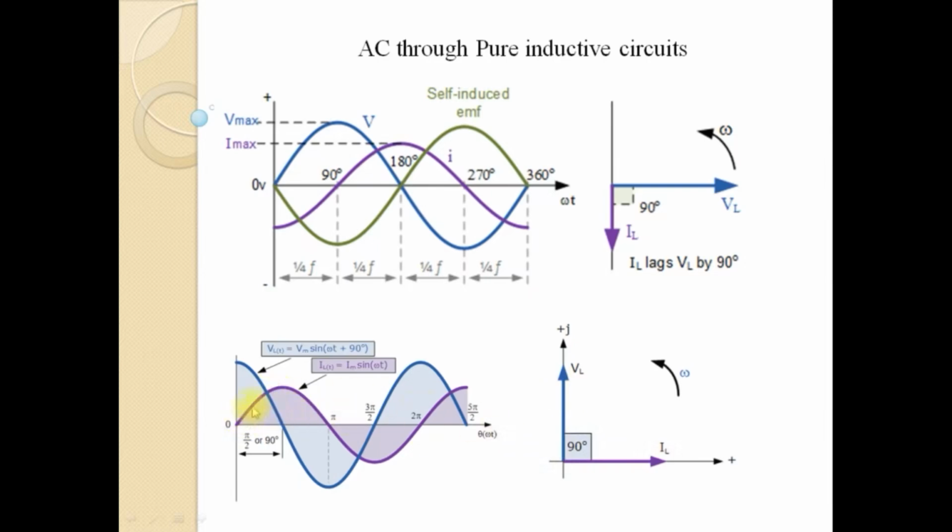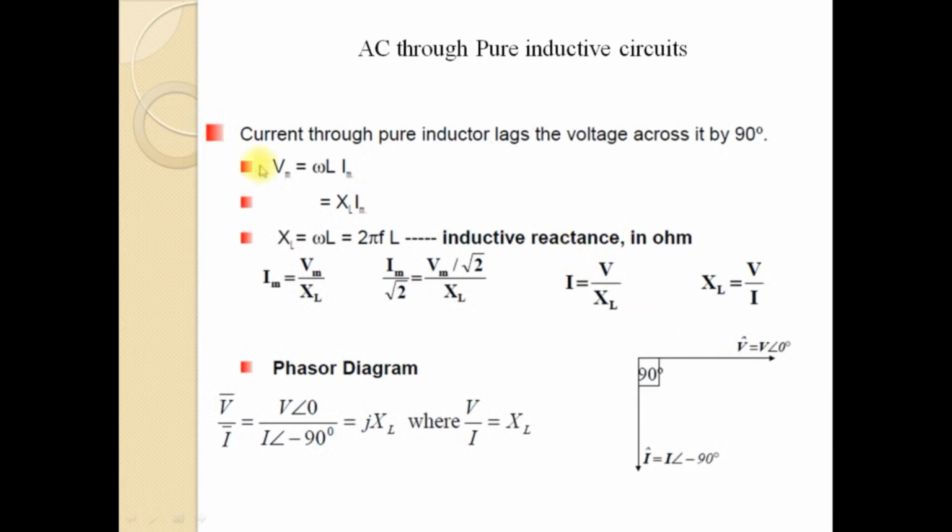Here this waveform is taken as a reference. If you consider this waveform as reference, the voltage across the inductor will be leading with respect to the current waveform by an angle of pi by 2 radians. Both phasor diagrams are conveying the same information. So we have seen that the current through a pure inductor lags the voltage across it by 90 degrees or pi by 2 radians.